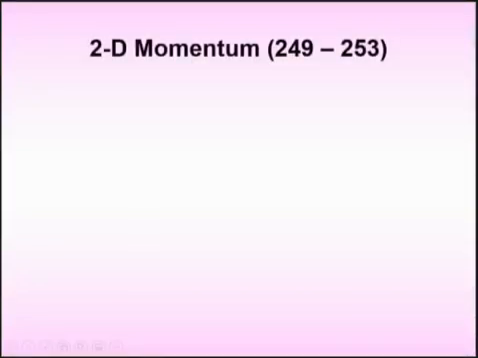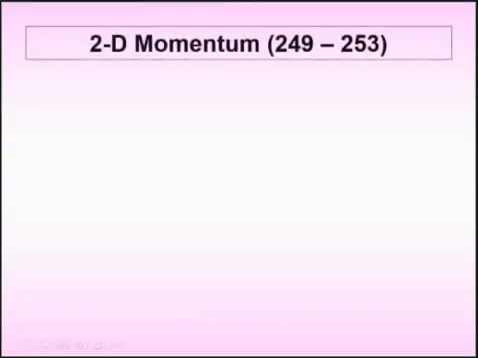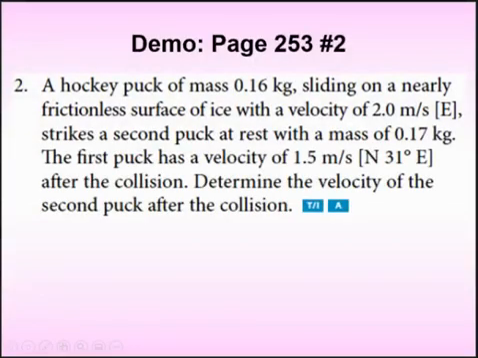Okay, so today we do the 2D momentum case, which is obviously the more complex one of the two. So here is how the problems usually are going to be presented. A hockey puck of mass 0.16 kilograms, or basically 160 grams, sliding on a nearly frictionless surface. So that means the whole time it's moving, absolutely no change to its speed until the collision happens, with a velocity of 2 meters per second heading east, strikes a second puck, which is already what? At rest. So at the initial stage of the collision, right before, only one thing is moving.